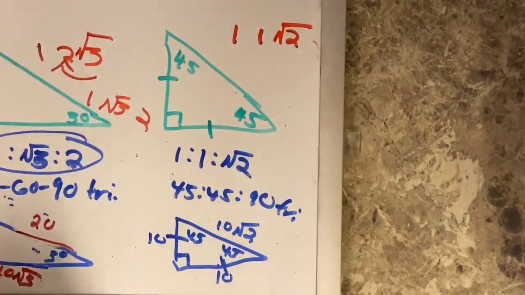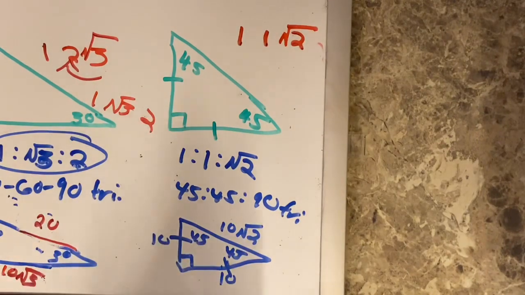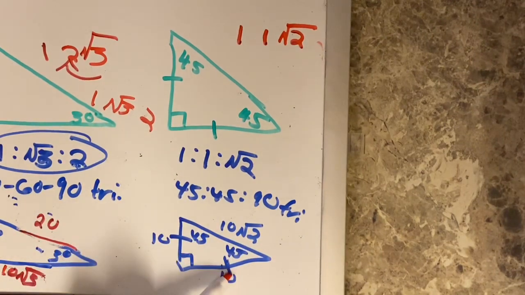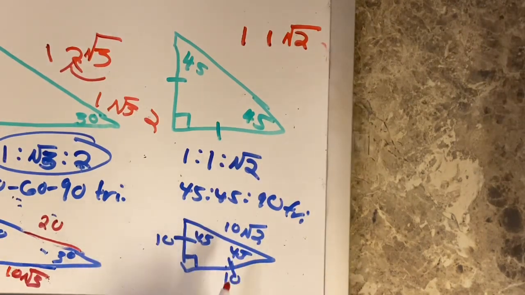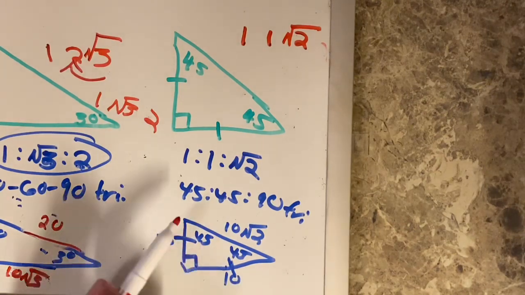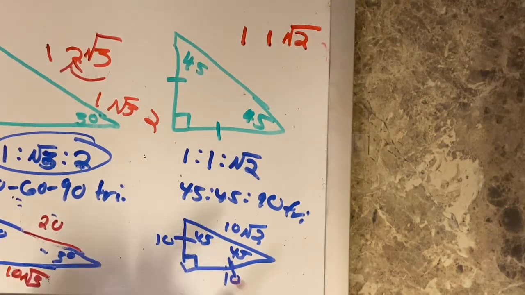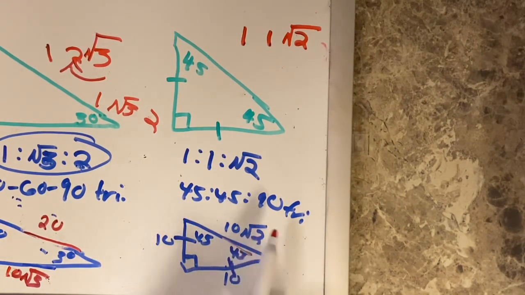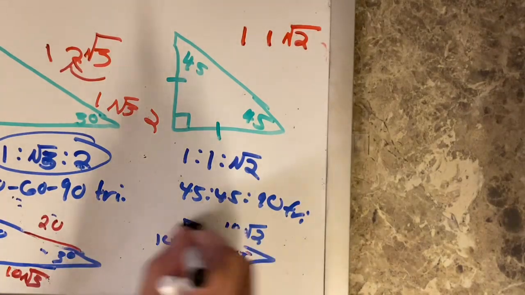So let's move on to the 45, 45, 90 triangle. All right, so as you can see right here, we have a 10 and a 10. The reason we don't put a 10 right here is because these are the same lengths. And then to find the third side, you just bring the 10 right here and multiply by the square root of 2. So let me give you a different example.